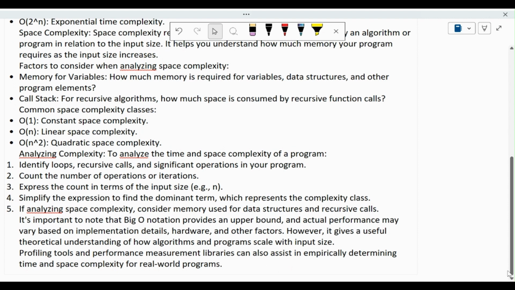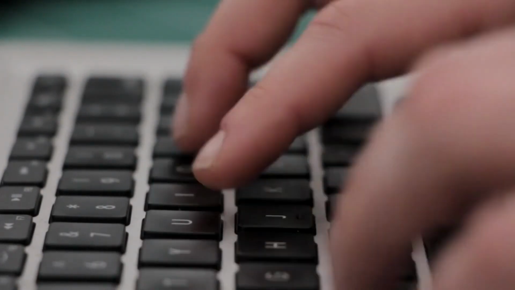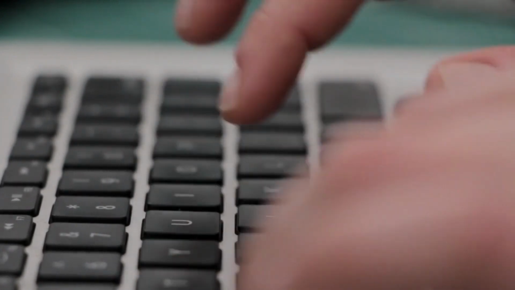It is important to note that big O notation provides an upper bound, and actual performance may vary based on implementation details, hardware and other factors. It is useful as theory, and that is the information I am giving. But when we are writing a function in a practical project, we have to keep this in mind while creating the function and calculating the time complexity and space complexity. I think I have already given some insightful information and tips for checking time and space complexity.